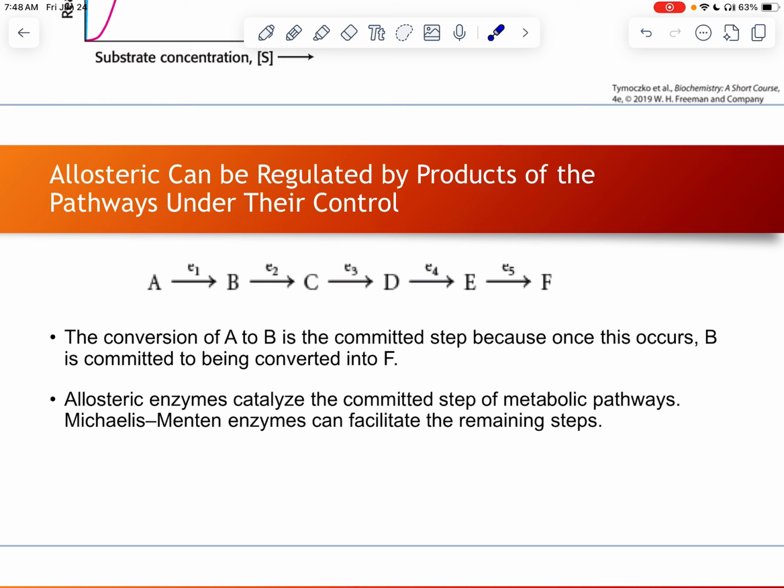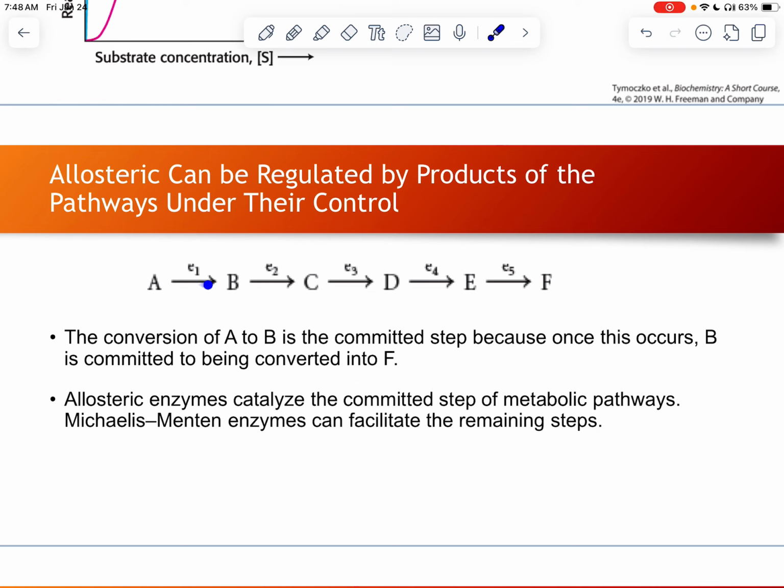So this is one kind of option or one example. So if we look here, we would have substrate A go into substrate B, and it's got some enzyme that helps it do that. Product B becomes the substrate for the next reaction, becomes product C, we have a different enzyme, and so on and so forth. And in this case, we had 5 steps. We get to our final product F.